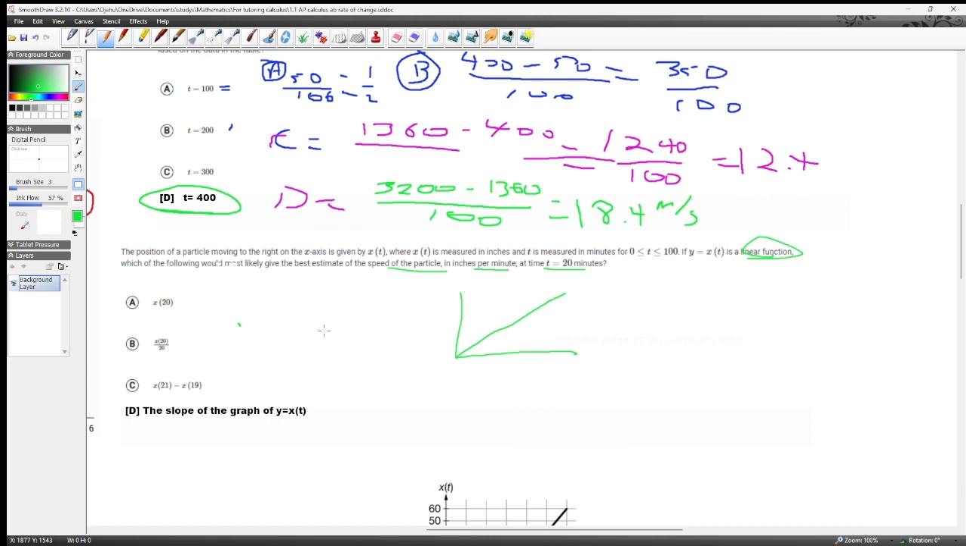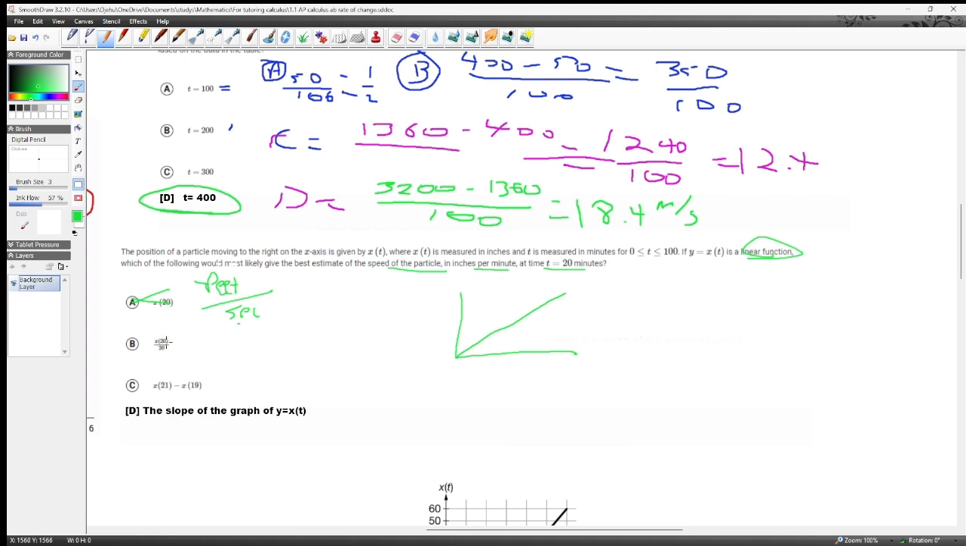So the reason why it's not A is because it's giving you your Y, and we're looking for the speed. And your speed is feet over second, or feet over minutes. I made a mistake there, so my apologies. And here we're given Y divided by our minutes, but you'll be tempted to pick this one, but it's not.